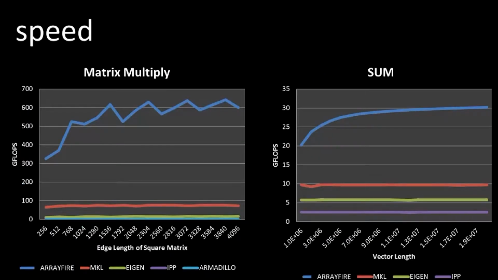Speed. Let's talk about speed. So here we do some quick benchmarks, plotting gigaflops. So the higher the trend line, the better. And all these ArrayFire is blue. And we compare it to a lot of the CPU libraries, like Intel's Math Kernel Library, MKL, Eigen, Intel's Performance Primitives, and Armadillo. You can see the GPU achieves much higher gigaflop performance doing matrix multiply or vector sum.